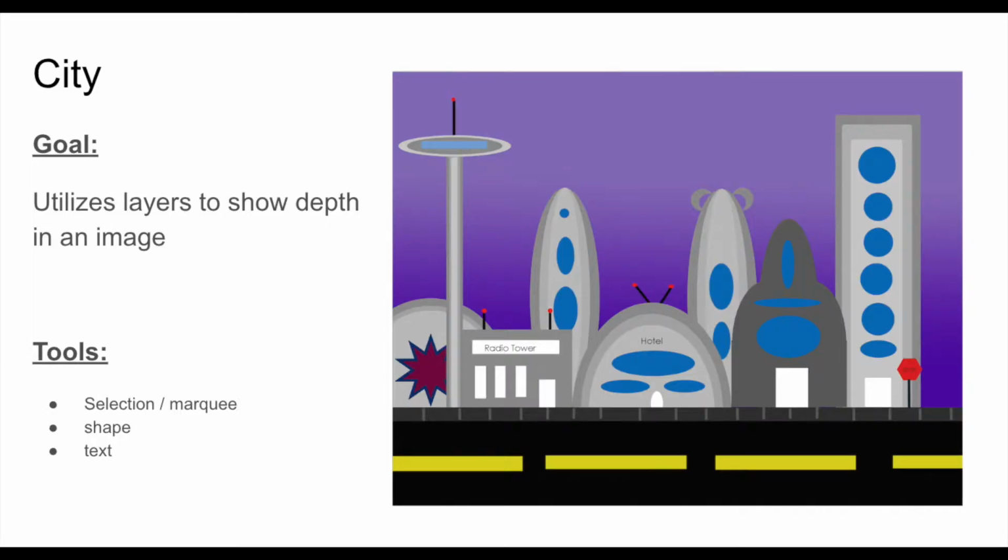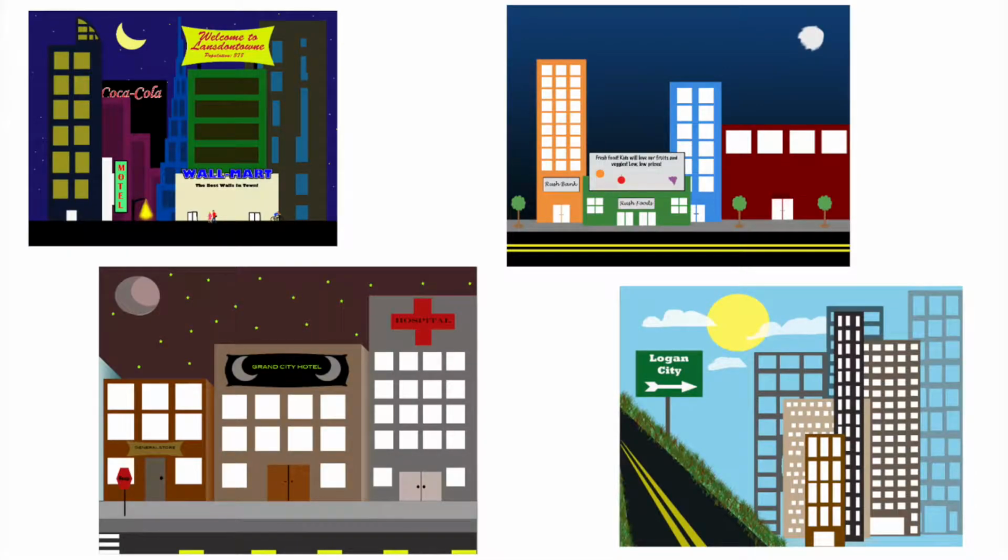All right, today you are going to build a city in Photoshop. Your goal is to utilize layers to show depth in an image. We're going to use the shape tool, the marquee tool, and we're also going to add some text to your image. These are examples of students' work from the past.